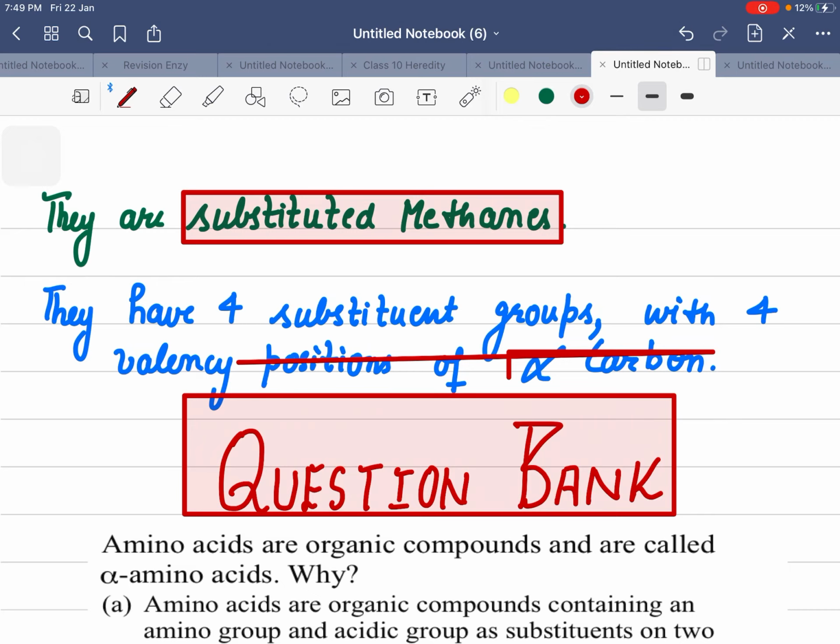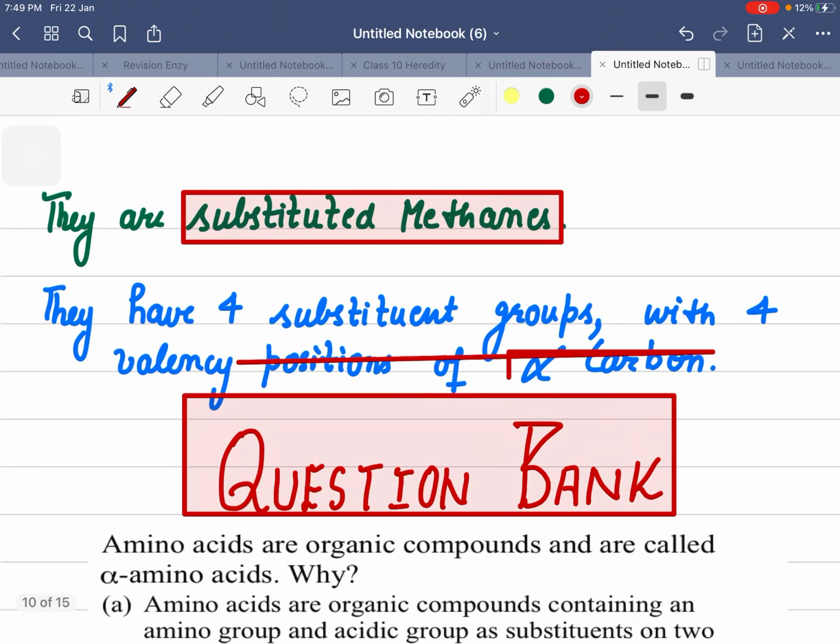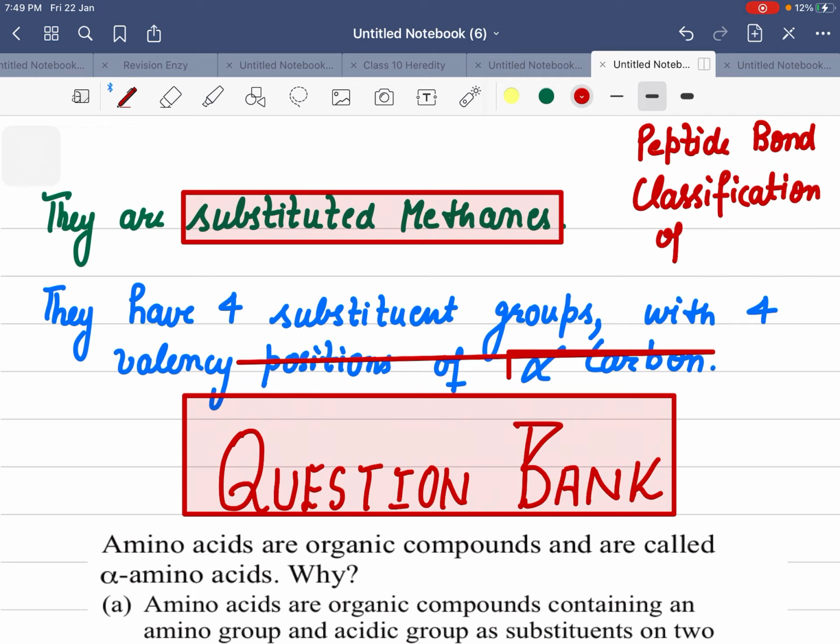Right, this is clear to every one of you. So we discussed the peptide bond, we talked about the Zwitterionic structure, as well as the classification of amino acids. In the next very short video, I am giving you a question bank so that you can solve a number of questions on amino acids.